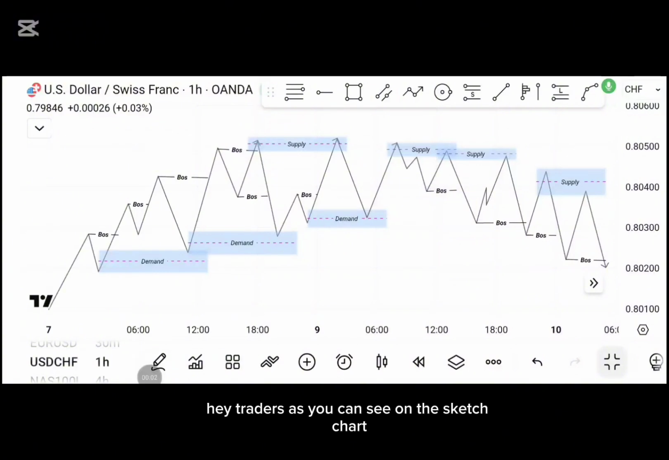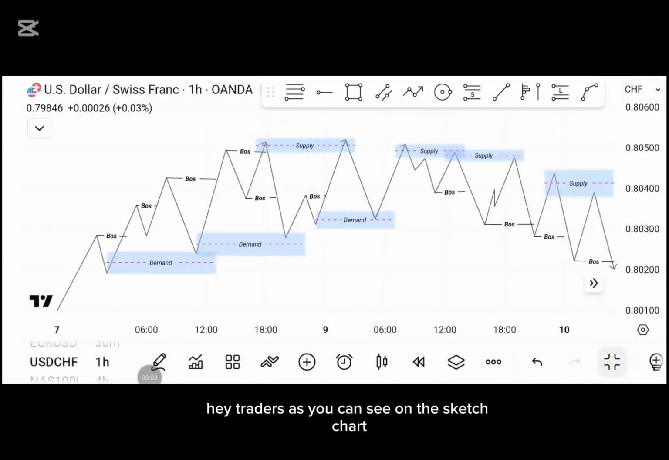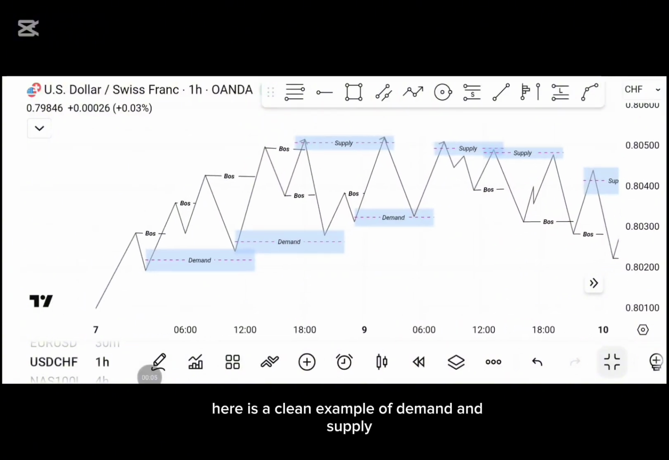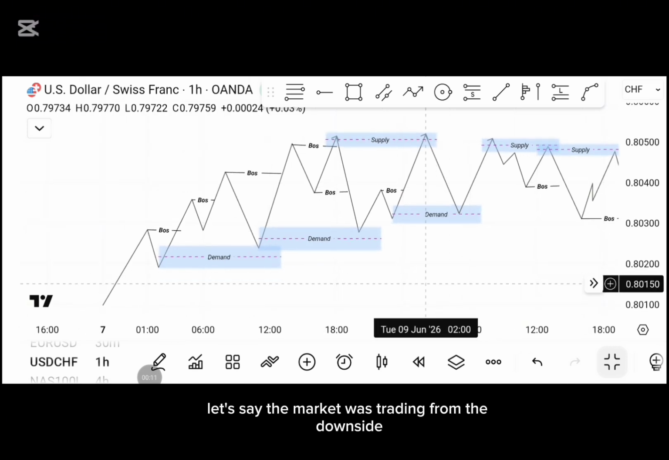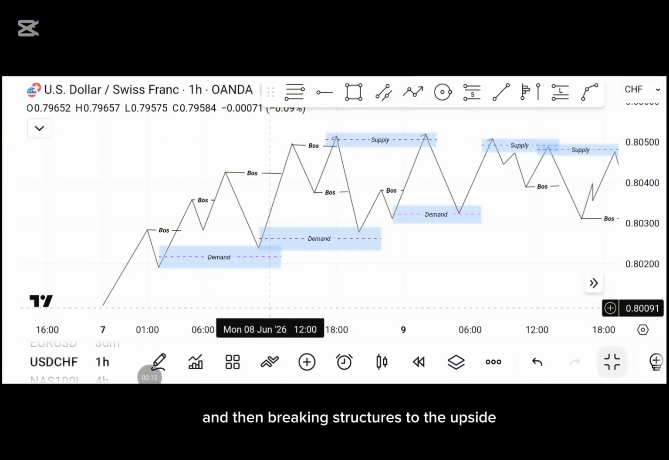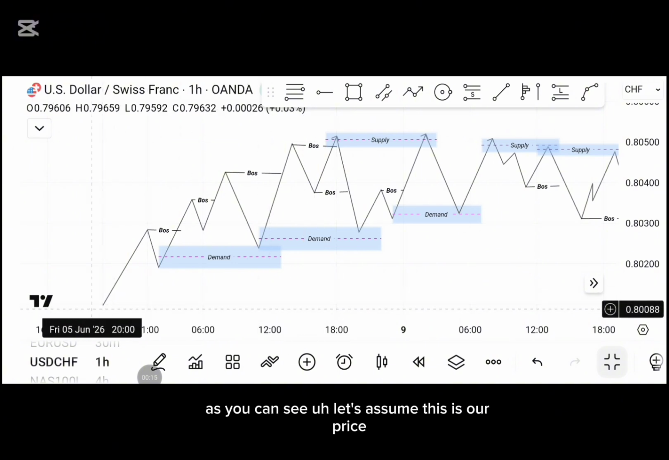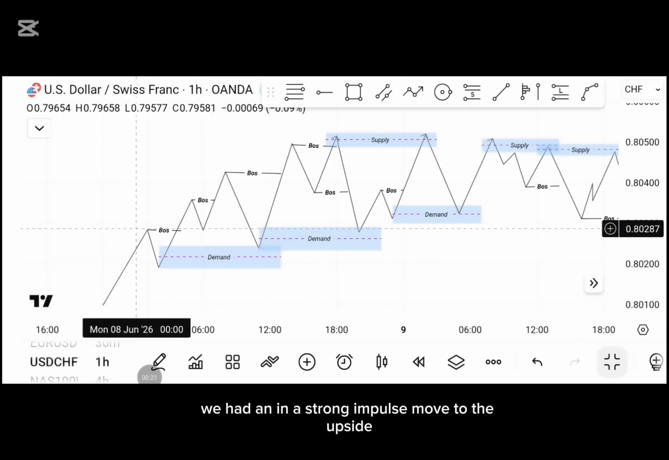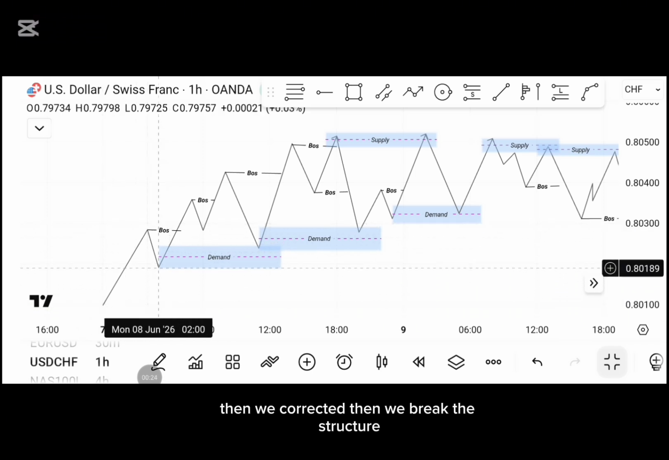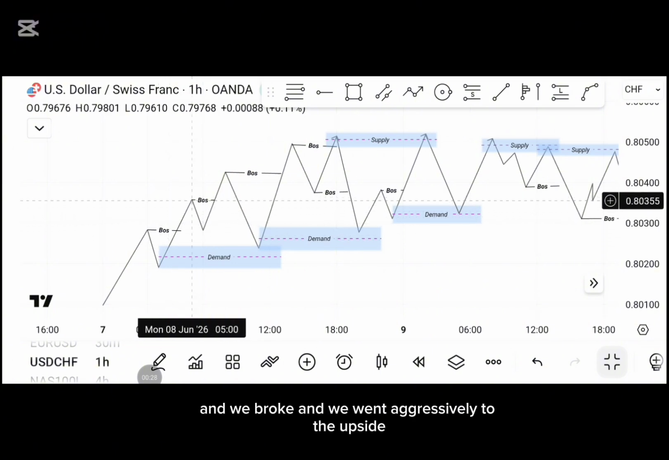Hey traders, as you can see on the sketch chart, here is a clean example of demand and supply. Let's say the market was trading from the downside and then breaking structure to the upside. Let's assume this is our price. We had a strong impulse move to the upside, then we corrected, then we broke the structure, and we went aggressively to the upside.